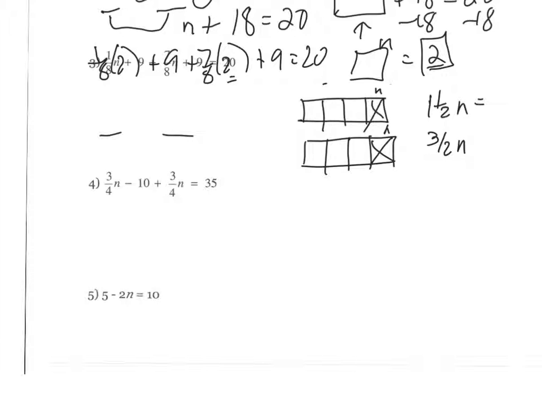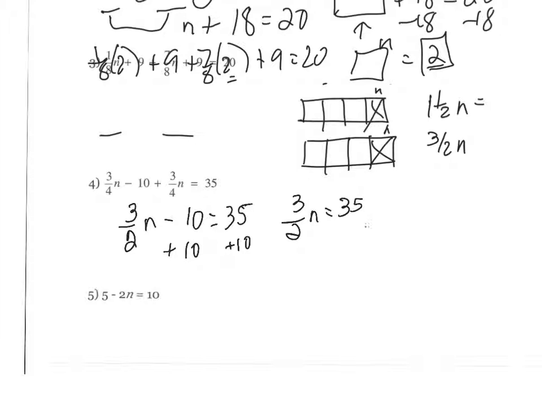So we say 1.5 n, or 3/2 n, take away 10 equals 35. We want to know what it would be without taking away, so we say, what if we add 10 back? That would be how much it was before you took anything away. So 3 halves n equals 35.